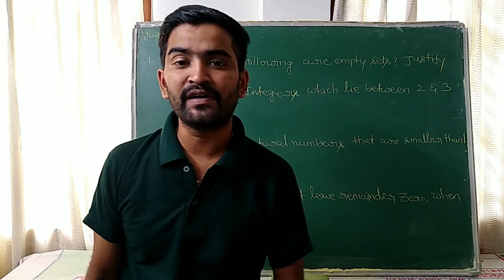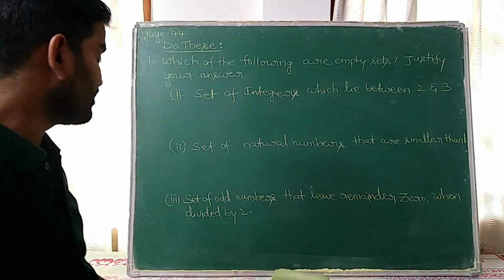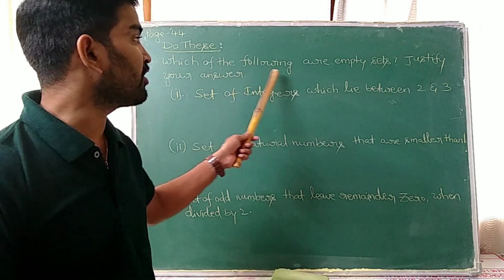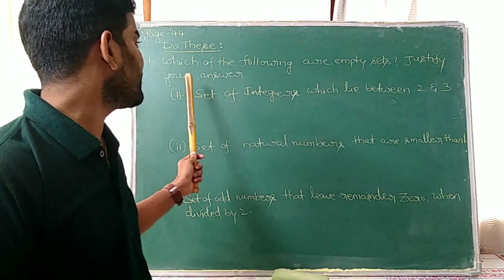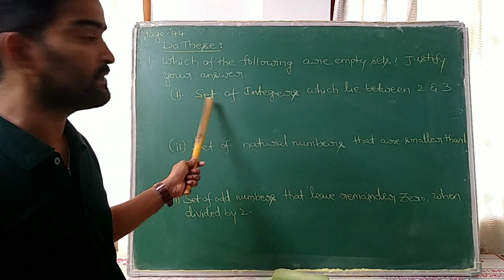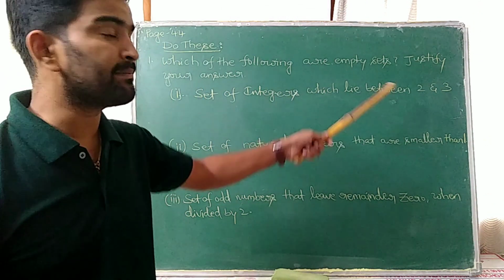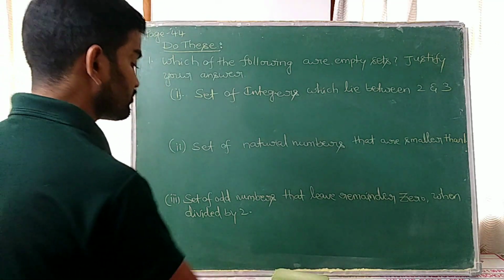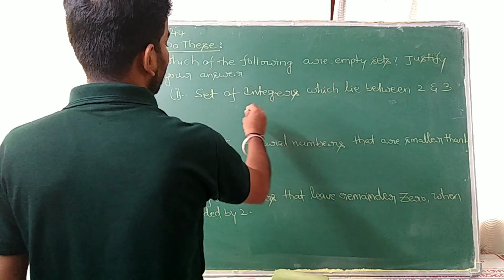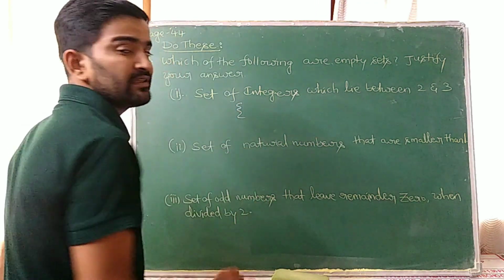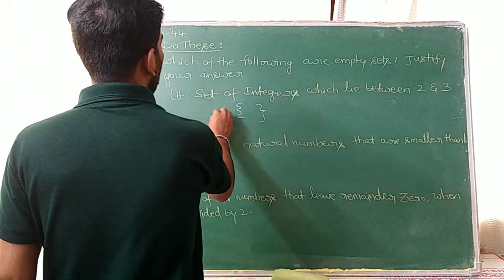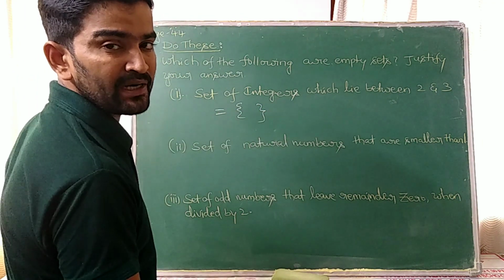Now in this video we will discuss the problem on page number 44. See here, the question is: which of the following are empty sets? Justify your answer. For that, listen. In the first question, the set of integers which lie between 2 and 3. Firstly we have to write the integers which lie between 2 and 3. We know there is no integer between 2 and 3. That's why it is going to be an empty set. I hope you understand.